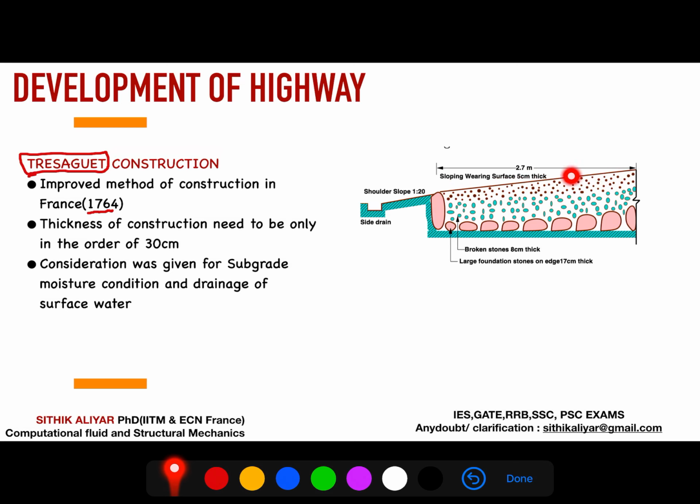Camber is like a gradient, a gradient at the center line, and they have a shoulder slope and a side drain also. So the major difference between Roman roads and Trésaguet is that he didn't use the heavy stones at the surface, and he used very small stones. You can see the stones he used are very small, and the thickness of the road he reduced to only 30 centimeters.